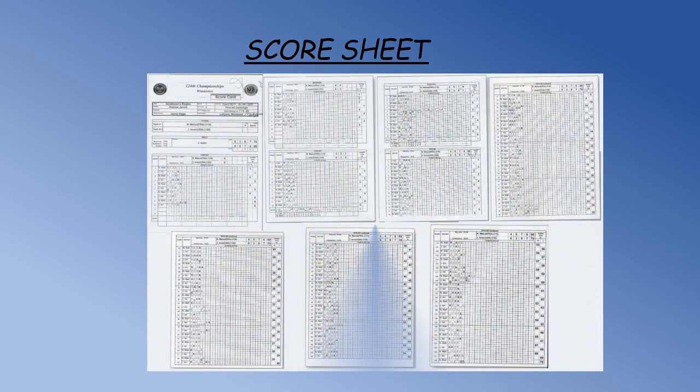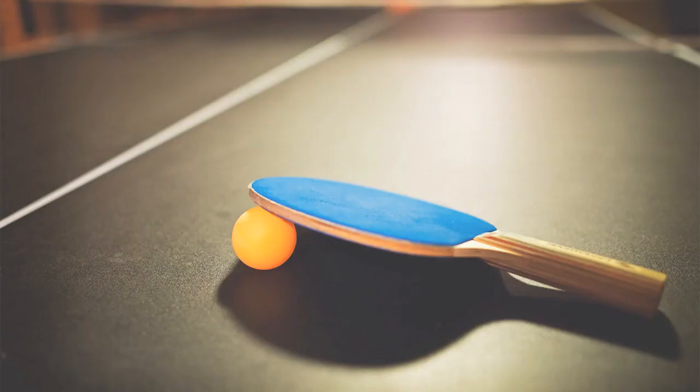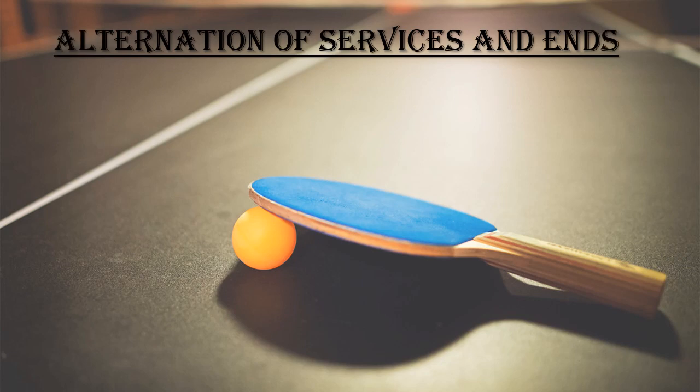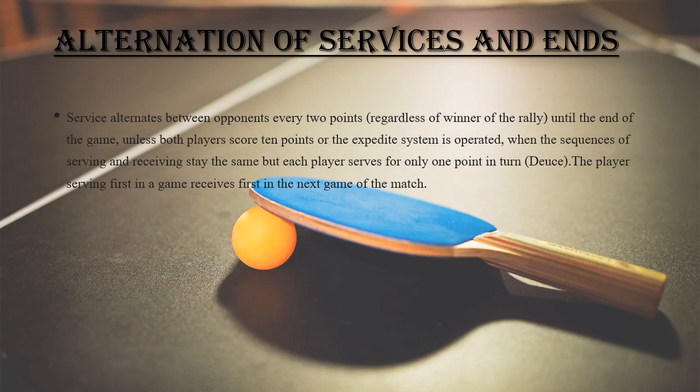This is a score sheet. Alteration of services and ends. Service alternates between opponents every 2 points until the end of the game unless both players score 10 points or the expedite system is operated, when the sequences of serving and receiving stay the same, but each player serves for only 1 point in turn.